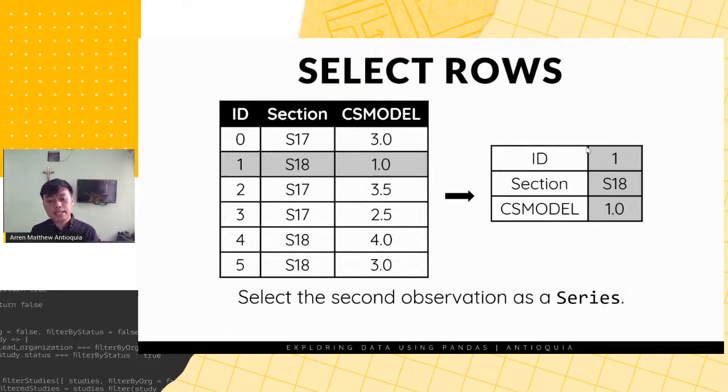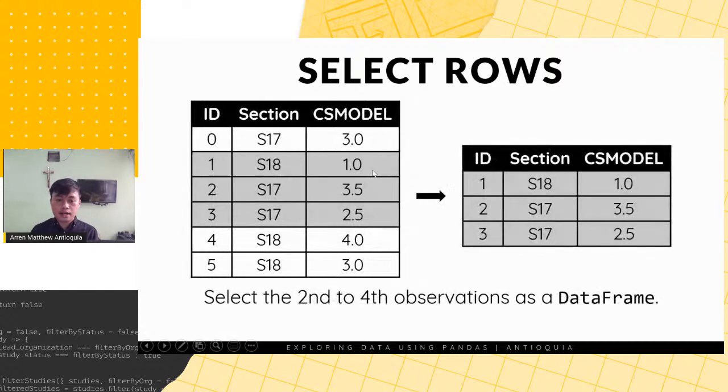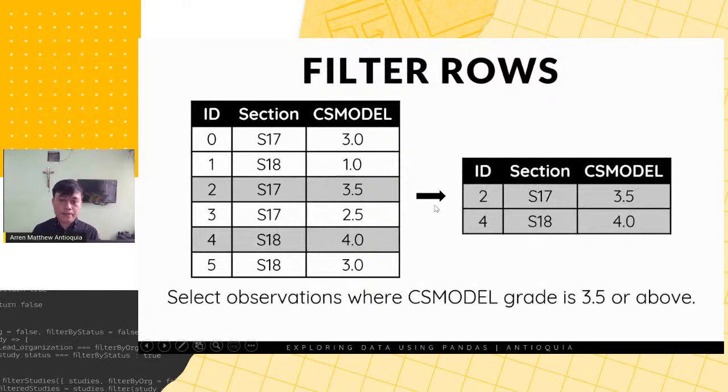There are also options to select rows. In this example, we're selecting the second observation. This will yield to a series, right? This is a series because you're just selecting one instance or one observation. Okay. In this example, we're selecting multiple rows, which will yield a data frame. So from a data frame, we're going to select the second to the fourth observation, which will also yield a data frame. Later, we'll see some applications of this. Okay.